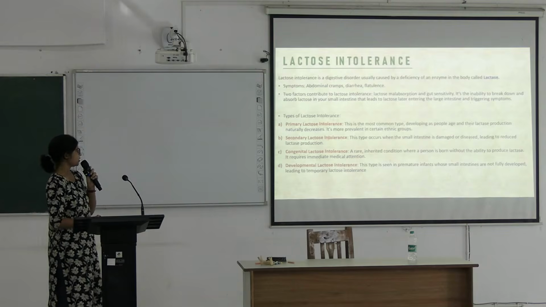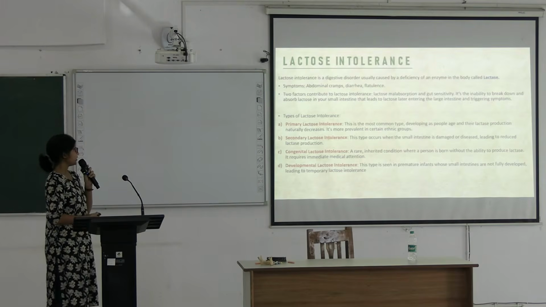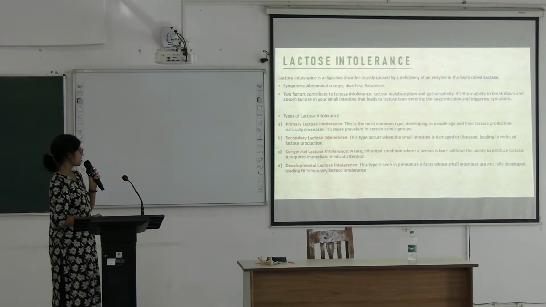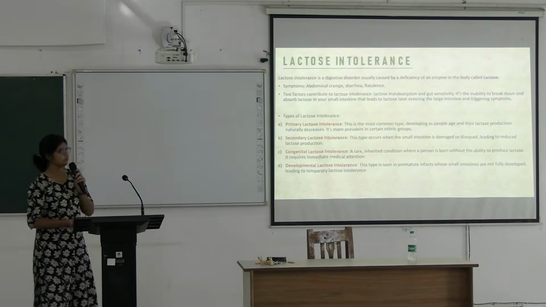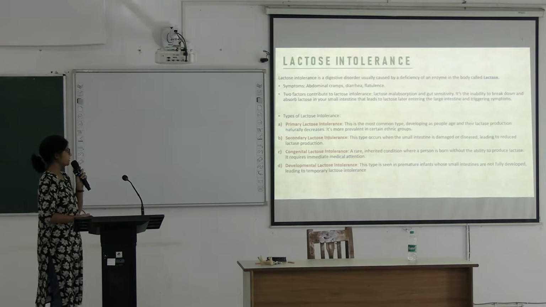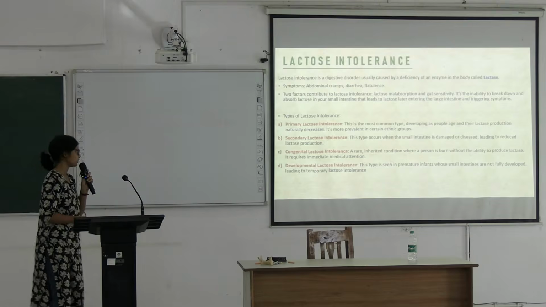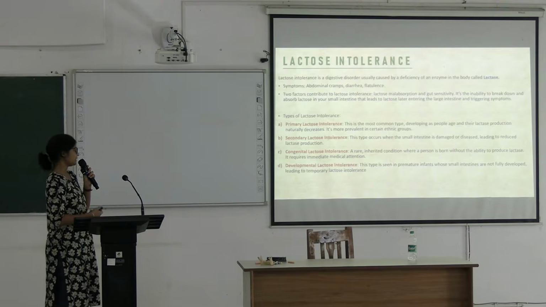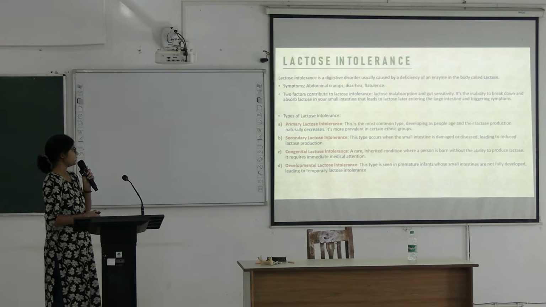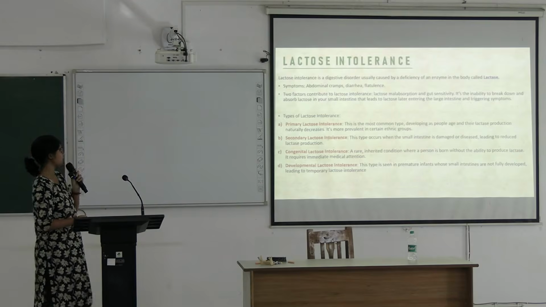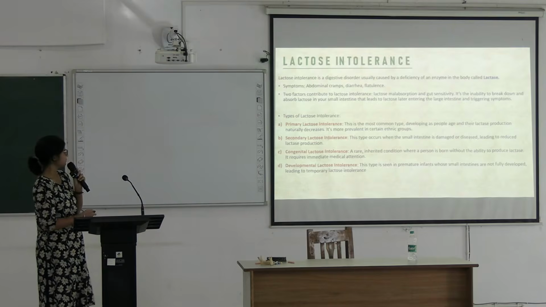Secondary lactose intolerance occurs when the small intestine is damaged or diseased, leading to reduced lactase production. Congenital lactose intolerance is a rare and inherited condition where a person is born without the ability to produce lactase. It requires immediate medical attention. And developmental lactose intolerance is seen usually in premature infants where the small intestine is not fully developed, leading to temporary lactose intolerance. Next, continuing to the polysaccharide disorders.